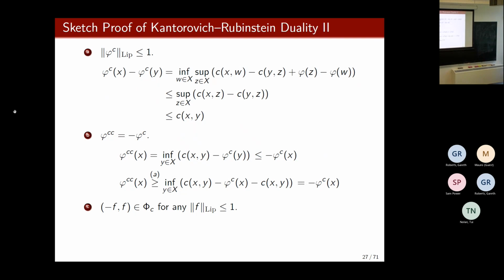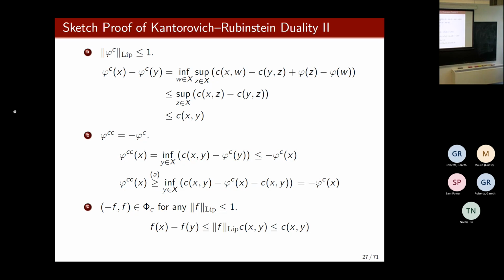So then we're left with part C. If I have any f with Lipschitz constant less than or equal to 1, well, f of x minus f of y is just by definition less than the Lipschitz constant times c of x y, which is less than or equal to c of x y. So this means that actually what I've shown is that f and minus f are in the constraint set, but of course the minus sign makes a difference. So that's the three things that I needed to show, and so I've done it.